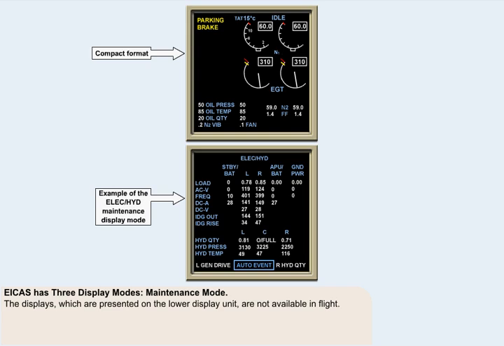This display shows an example of the electrical hydraulic maintenance page. The displays, which are presented on the lower display unit, are not available in flight.